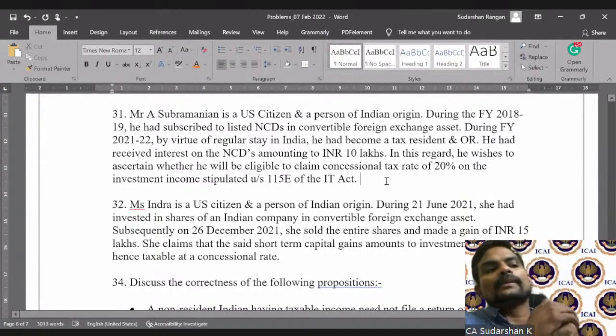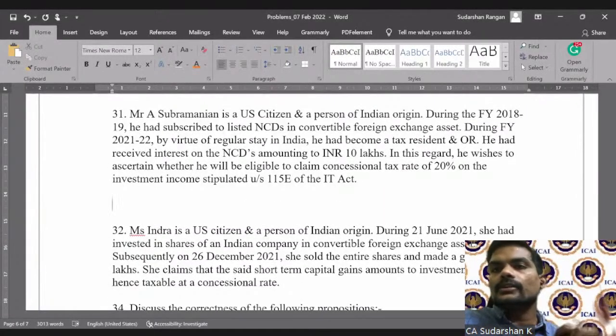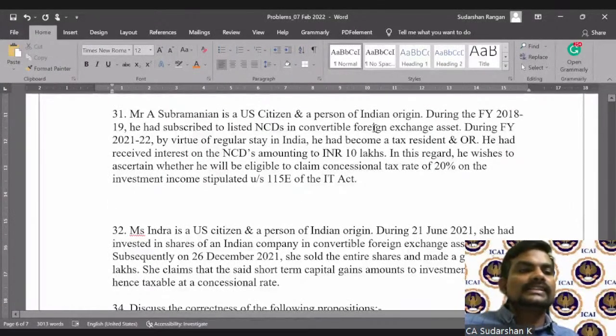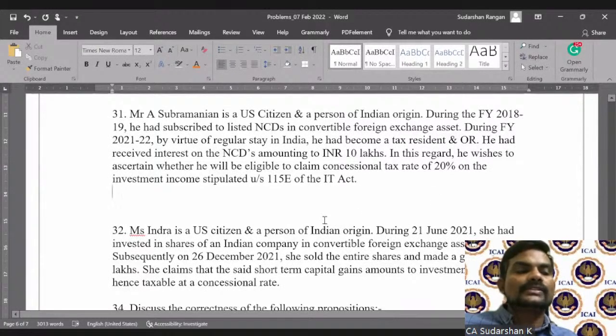Mr. A. Subramanian is a US citizen and a person of Indian origin. During the financial year 18-19, he had subscribed to listed NCDs in convertible foreign exchange. During financial year 21-22, by virtue of regular stay in India, he had become a tax resident, meaning a resident and ordinary resident. He had received interest on the NCDs amounting to INR 10 lakh. In this regard, he wishes to ascertain whether he will be eligible to claim the concessional tax rate of 20% on the investment income stipulated under section 115E.